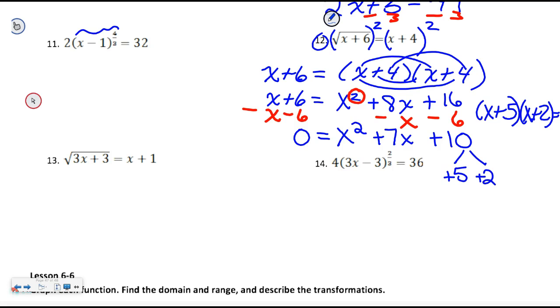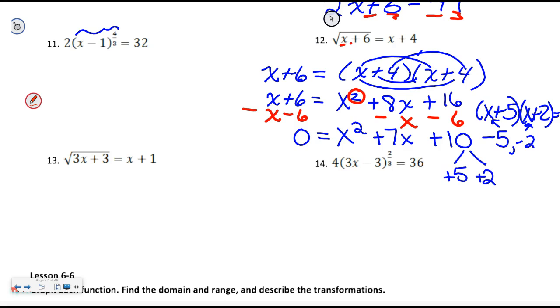I'm going to get a negative 5 is what makes this piece 0, and a negative 2 is what makes that piece 0. Before I circle them, though, this is the type where you had to go check. Whenever you do that foiling, kind of put that in your head. When you take your test, if you foil one of the sides, you're going to need to go check and make sure your answers work. So let's go take a look.